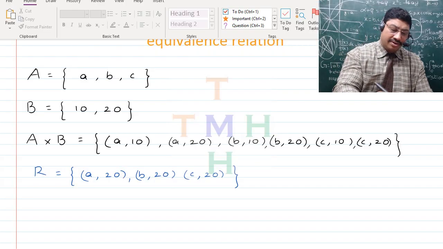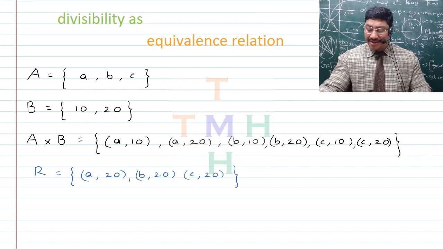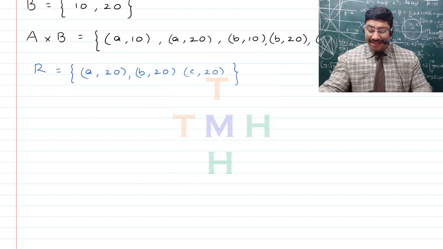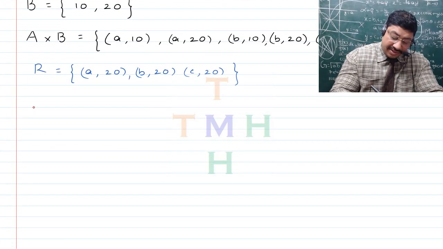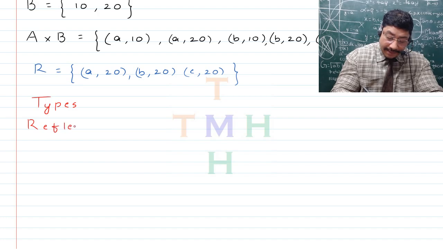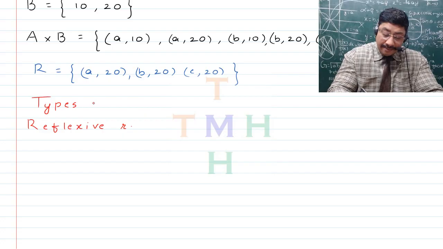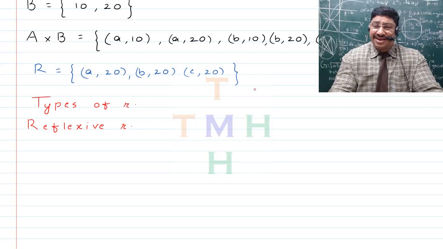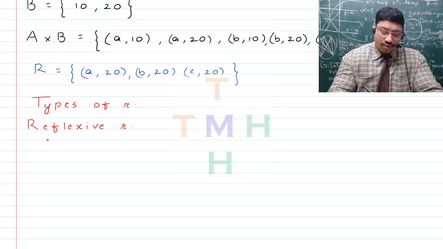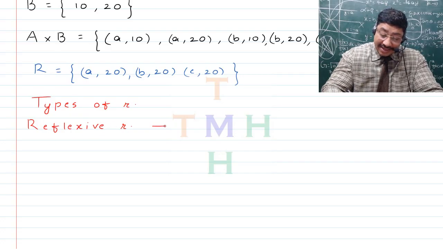Now, when we talk about a relation, there are primarily three types of relation that at the moment we are going to consider. The first is the reflexive relation. If we talk about a reflexive relation, then we talk about an element having the relation with its own self, or in other words, we require a comma a to be the ordered pair of that relation.